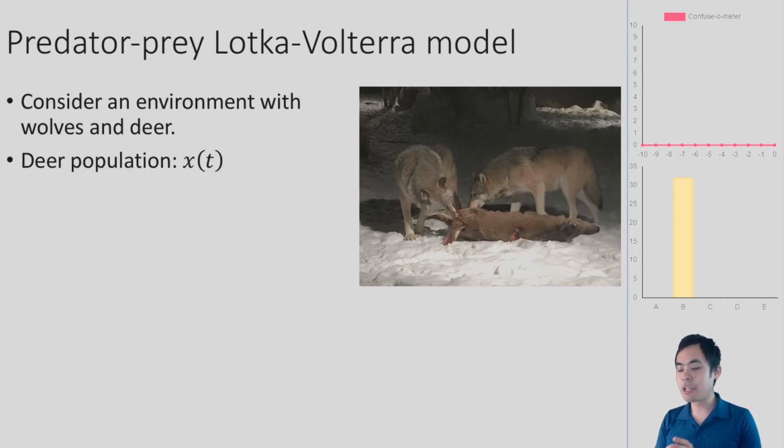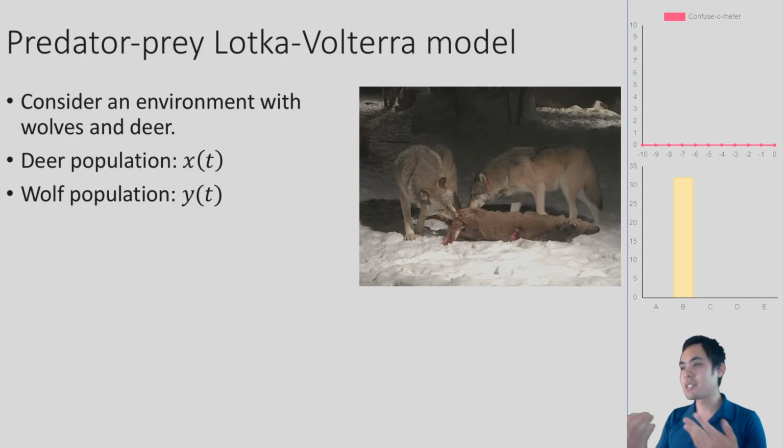You have some population of deer, let's call it X of t. You have some population of wolves, let's call it Y of t. And the two are related to each other, obviously, because the wolves eat the deer. And so if you have lots of deer, then the wolf population can get bigger. But when you have lots of deer and then lots of wolves, the deer population gets smaller because the deer are being eaten by the wolves.